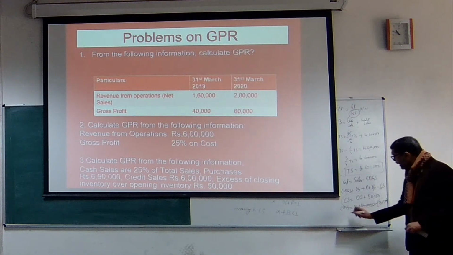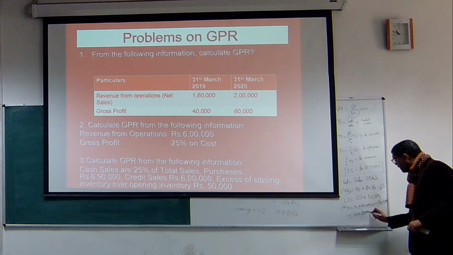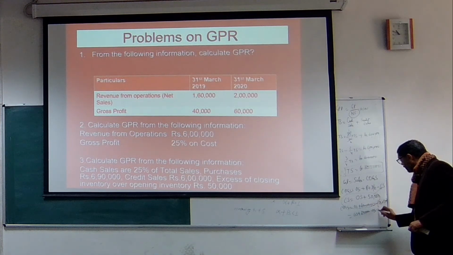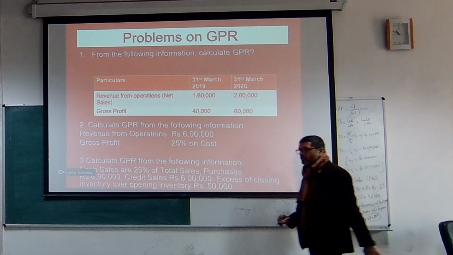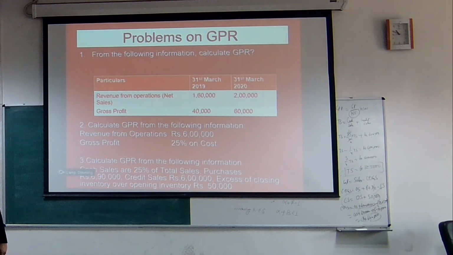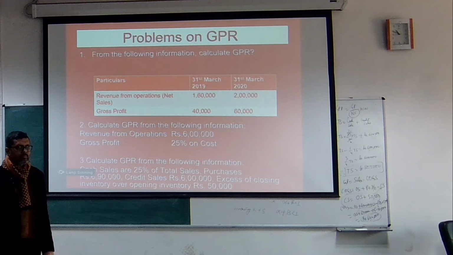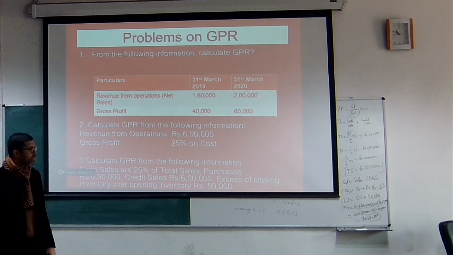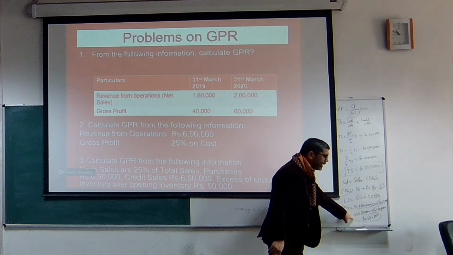If I open it, how much does it come to? Opening stock plus 6,90,000 minus opening stock minus 50,000. Opening stock gets cancelled, which is equal to 6,40,000. That is your cost of goods sold. So from here, what you have calculated is that your cost of goods sold is 640.